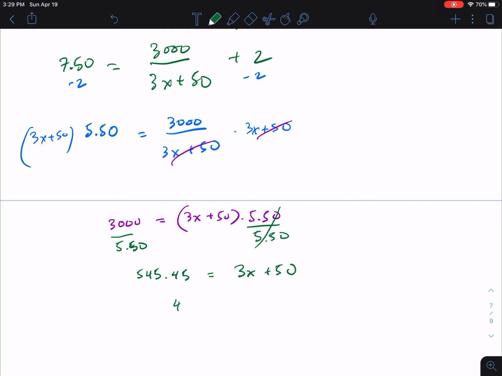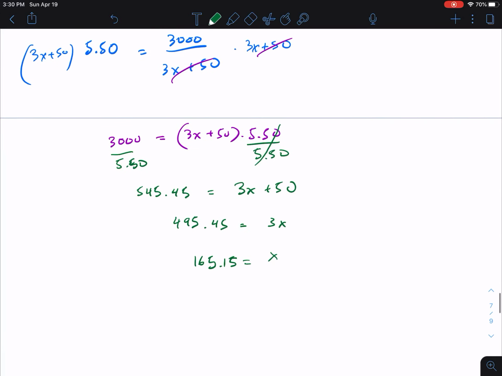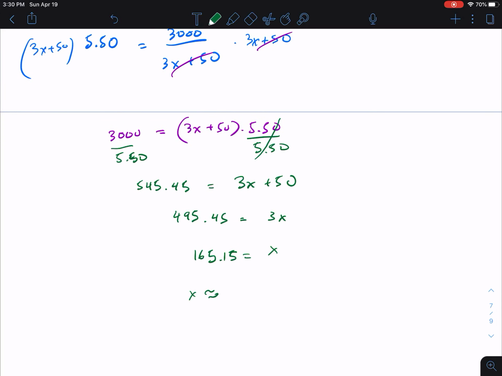So we're looking at 495.45 equals 3x. Now divide both sides by 3. So we're looking at 165.15. So the demand is going to be in terms of number of bottles of shampoo. So what we want to do is round this to the nearest bottle. So 165 bottles of shampoo.